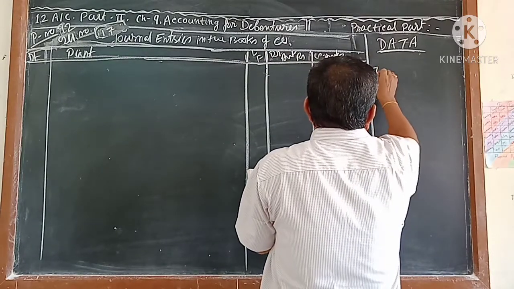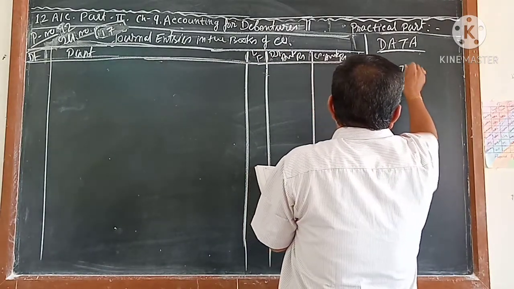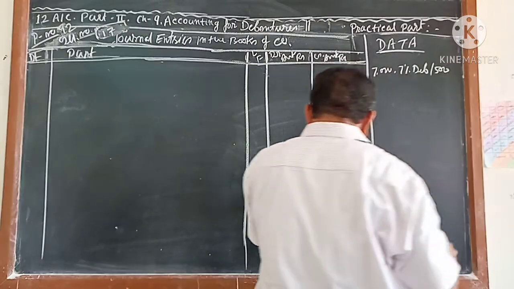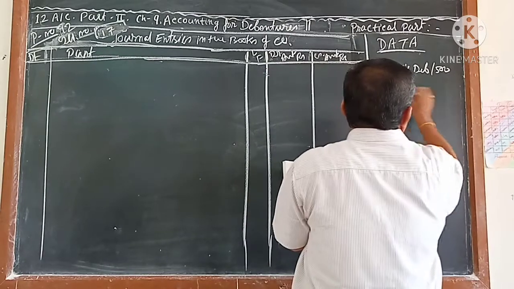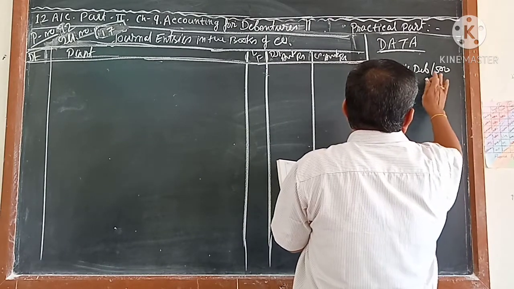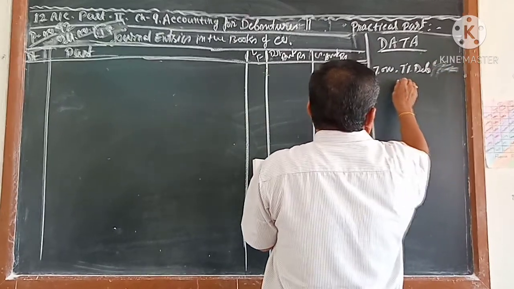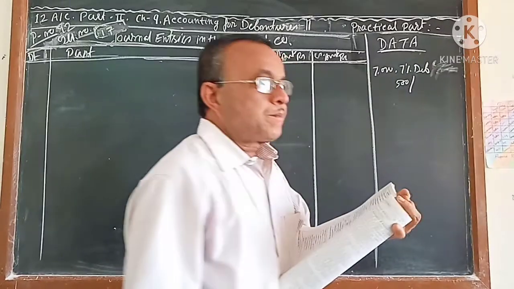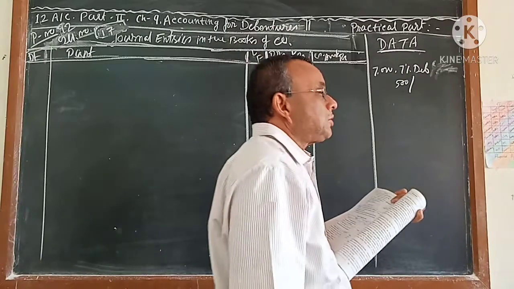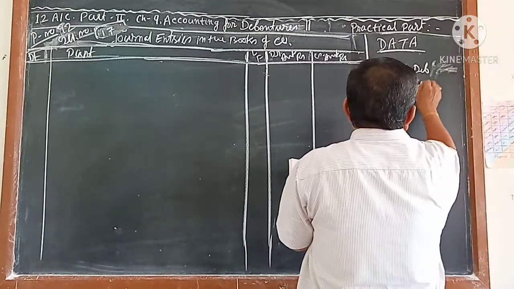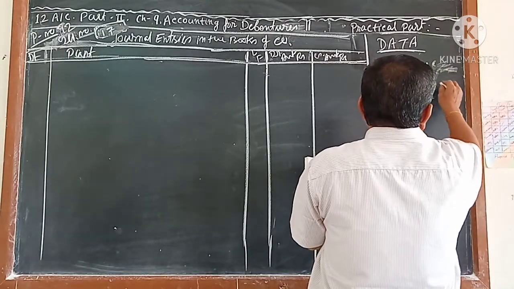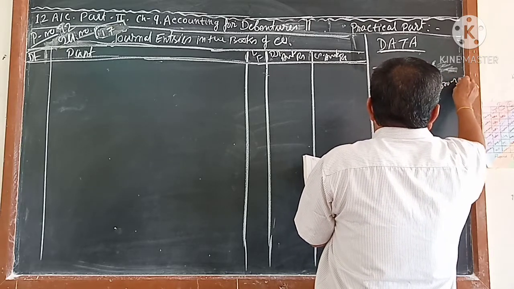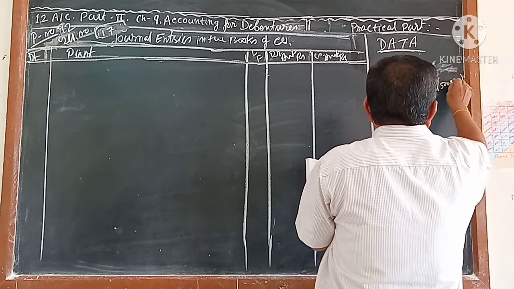So this is 7,000 7% debentures of rupees 500 each at a discount. Here I am writing it: 500 each at a discount of 6%. 6% of 500 means 30 rupees. So it is 470. Do you understand? How is this 470 coming? 500 minus 30 is equal to 470.